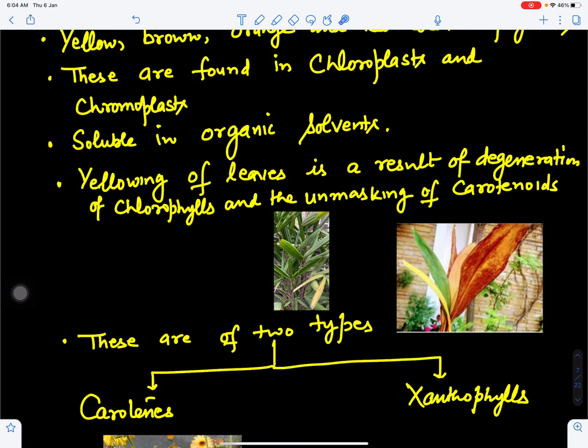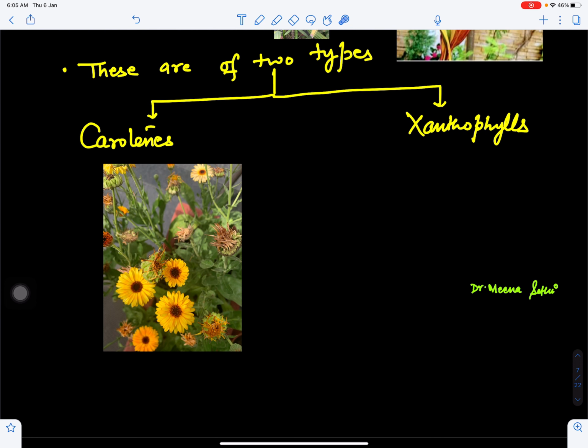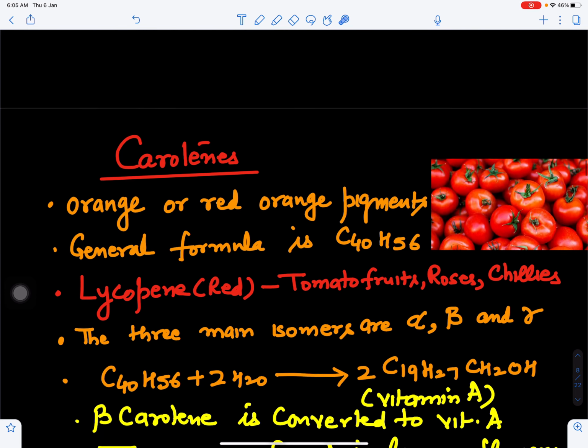So these are yellow colored pigments. These carotenoids are basically of two types, carotenes and xanthophylls. We can see in these flowers this yellow color is due to the presence of carotenes. Xanthophylls we'll discuss in a next slide. First we'll discuss carotenes.